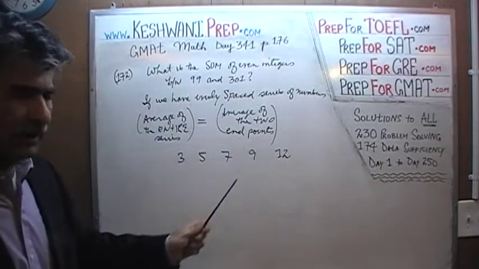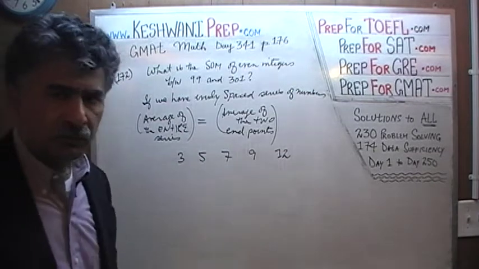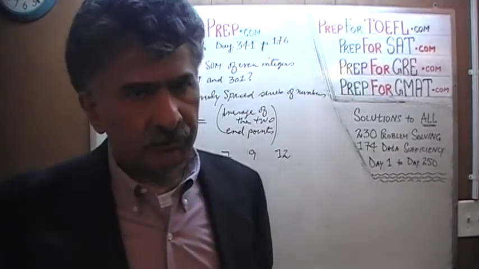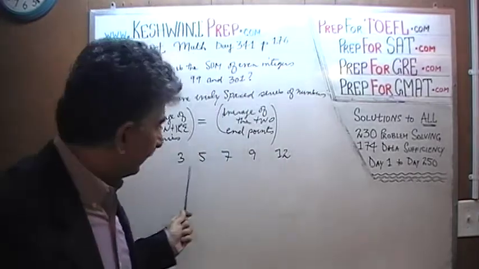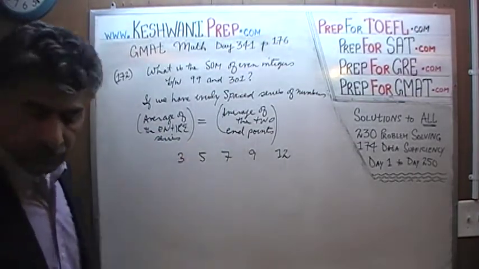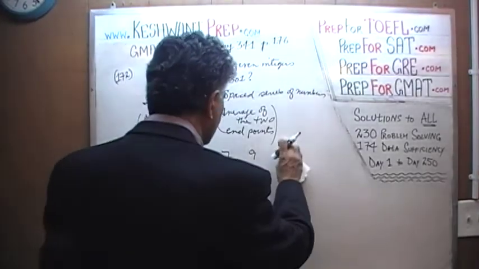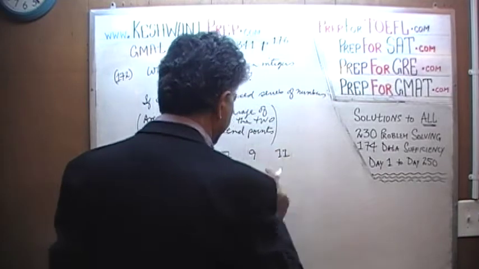3, 5, 7, 9. But what happens when we get to the end part? It is no longer an increase of 2. From 9 to 12 is not an increase of 2, it's an increase of 3. This series is not evenly spaced. An evenly spaced series would have been something like this, where every time we go up by the same increment.